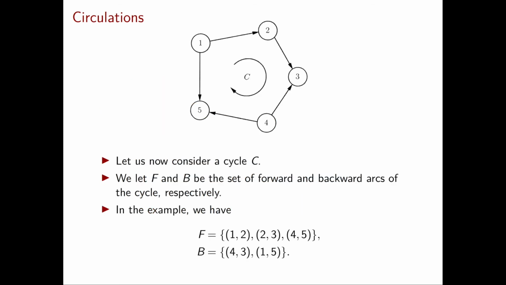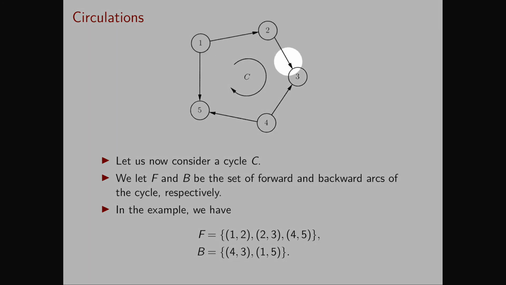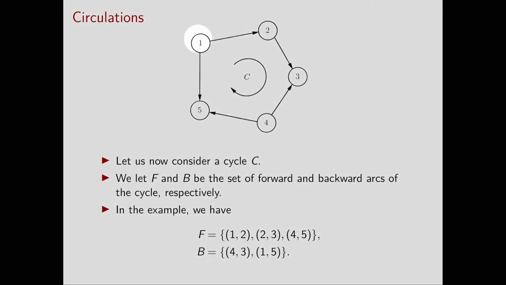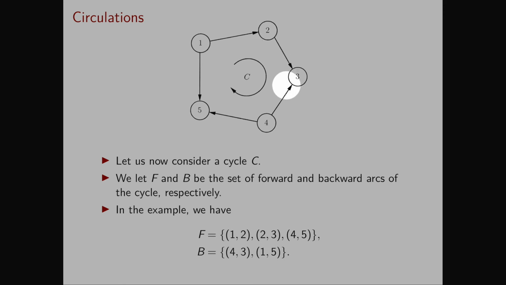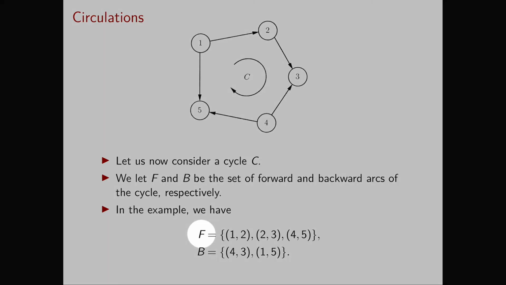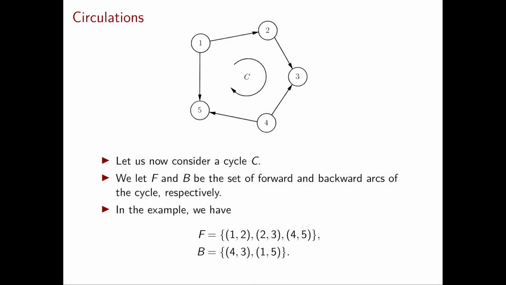Next, we will define a very special type of circulation that is called a simple circulation. To construct that, we start from a cycle C. Here we have an example where the cycle is given by node sequence 1, 2, 3, 4, 5, 1, and the associated arc sequence is given by (1,2), (2,3), (4,3), (4,5), and (1,5). Now we partition the arcs in the cycle into the sets F and B. F stands for forward, and it contains all the arcs that are forwards in the cycle.